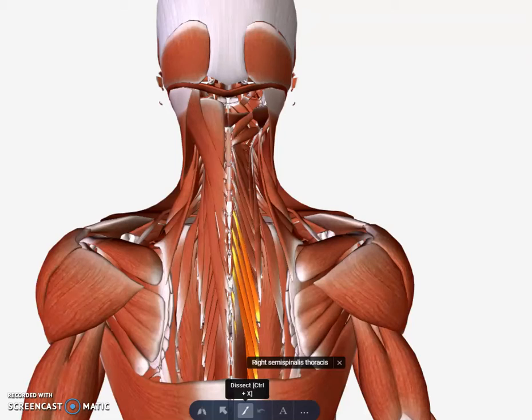This is the semispinalis thoracis. Its function is lateral flexion and rotation of the head and extension of cervical and thoracic spine. The origin is T6 to T10 transverse processes, and the insertion is C6 to C7, T1 to T4 spinous processes.